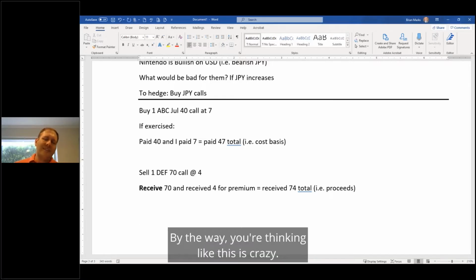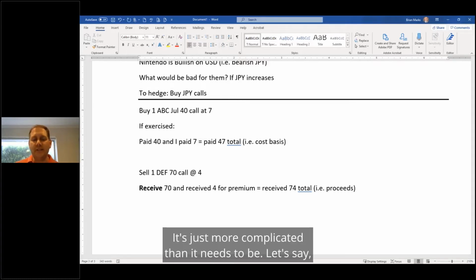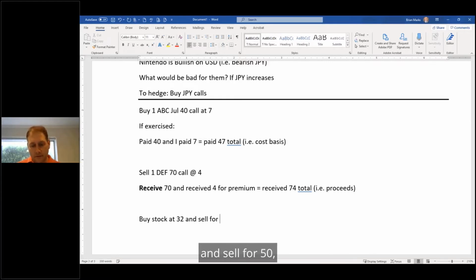By the way, you're thinking like, this is crazy, this is really hard. You all understand this. It's just more complicated than it needs to be. Let's say, for example, I buy stock at 32 and sell for 50, right? What's my profit? Of course, it's 18 bucks, right?